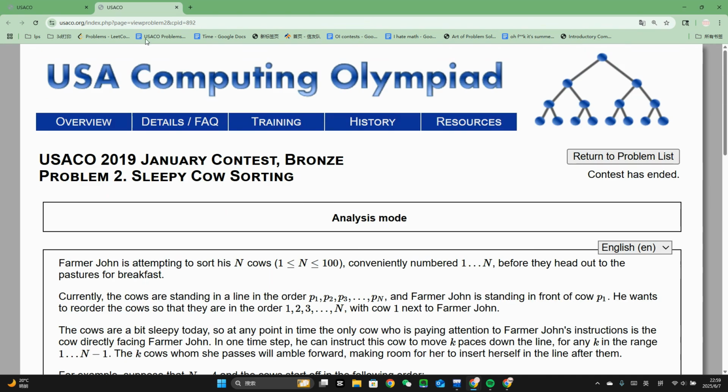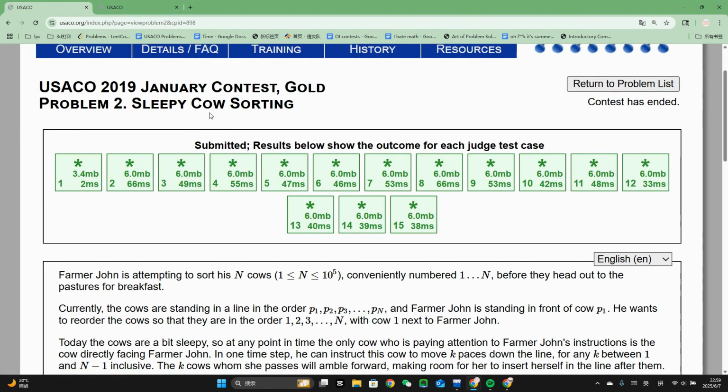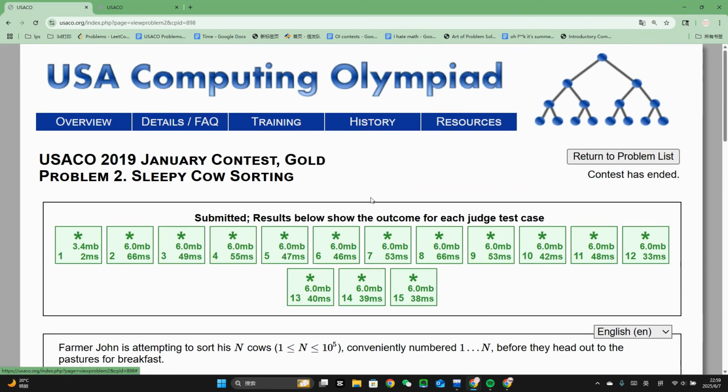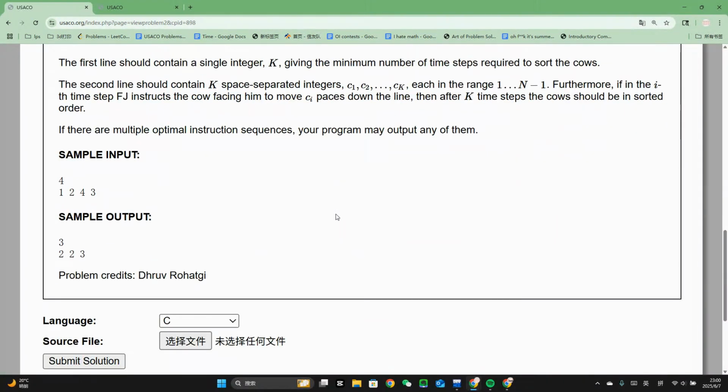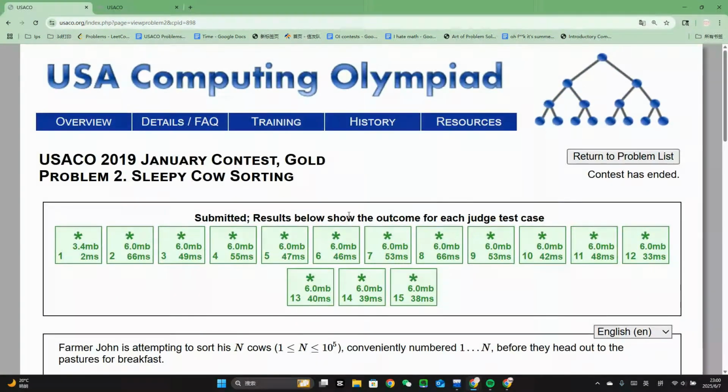Okay, so hopefully after this video, you know how to solve the 2019 January gold problem 2 of Sleepy Cow Sorting. I think if you know your data structures, this should be a problem that's easier than the first one, Cow Poetry. Cow Poetry is also kind of easy, but at least there's some DP counting and stuff. So hopefully this video helped. Thank you for watching, and I'll see you tomorrow.